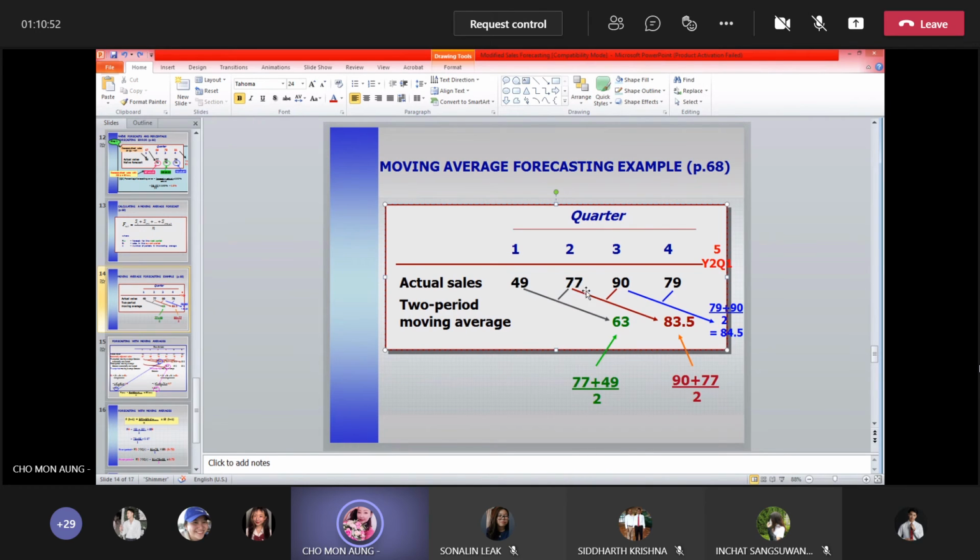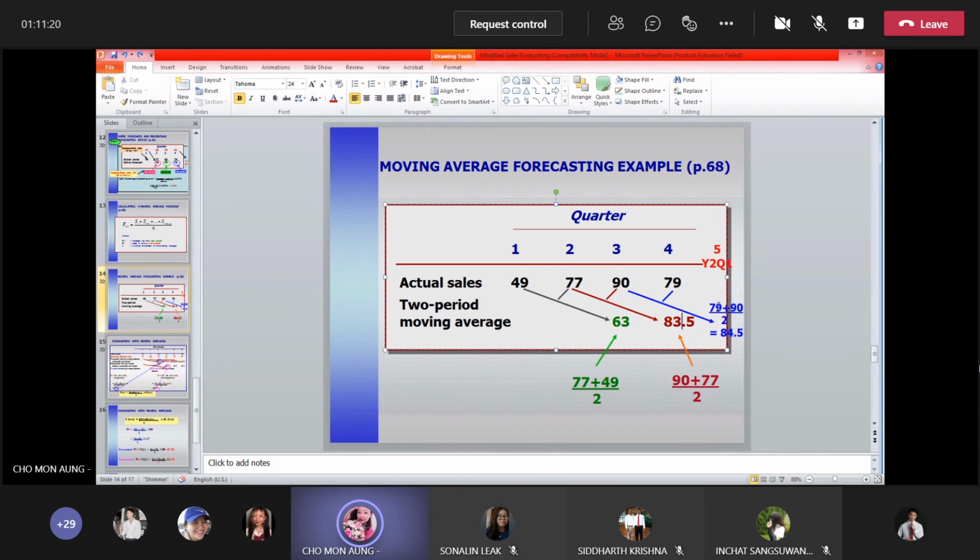So what about for quarter 4? Then we will be using quarter 2 and quarter 3 information. For quarter 4, F(T+1) is F4. F4 is S(T) 90 plus S(T-1) 77, divided by 2. So this is the average, and that is the forecast for quarter 4.